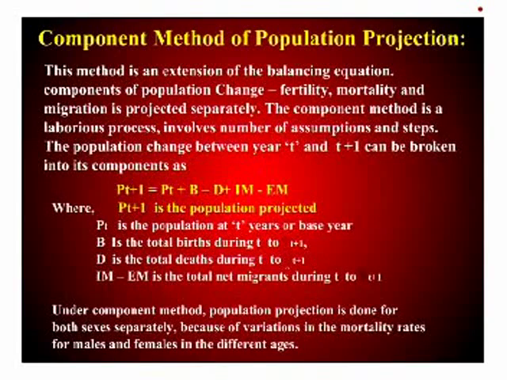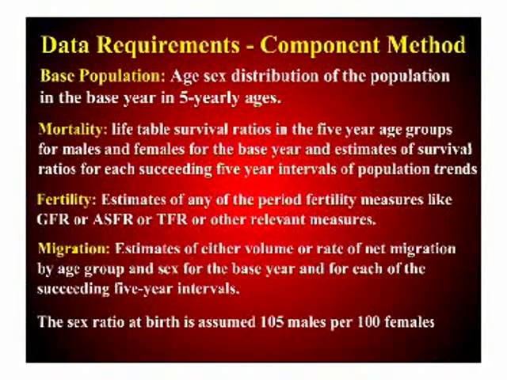Under the component method, population projection is done for males and females separately, because there are a lot of variations in the mortality rate for males and females in different ages. Data requirement for population projection under component method. Here, when compared to mathematical methods, component methods require a number of data for its computation.